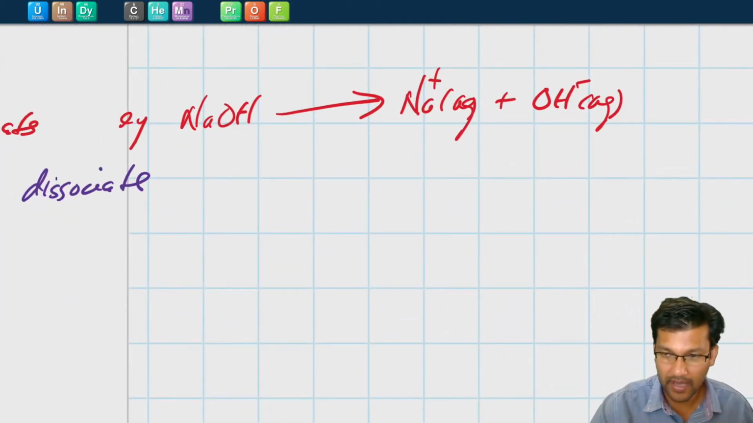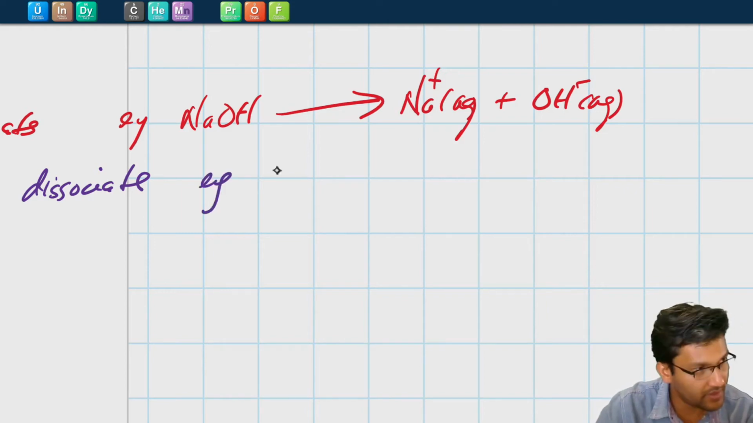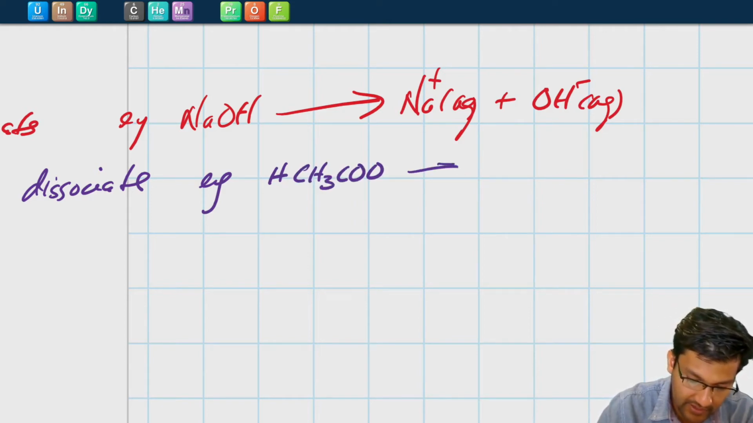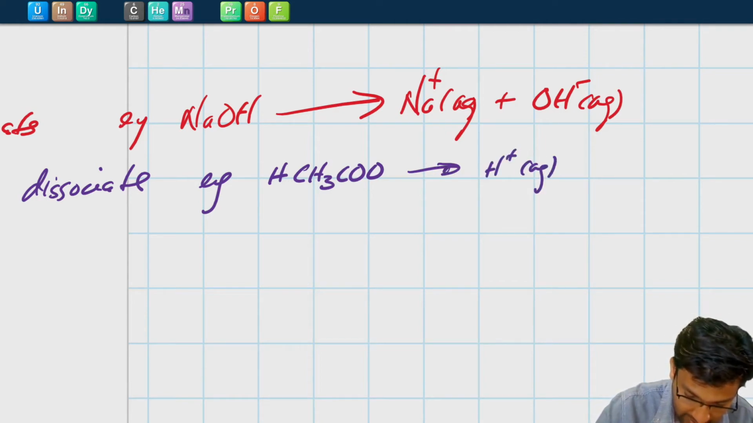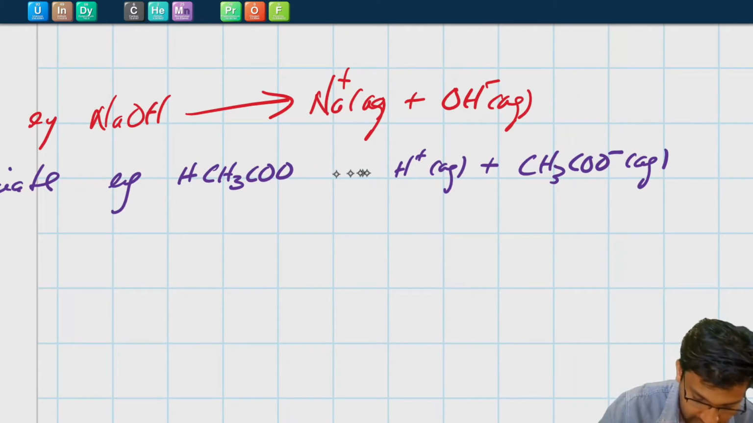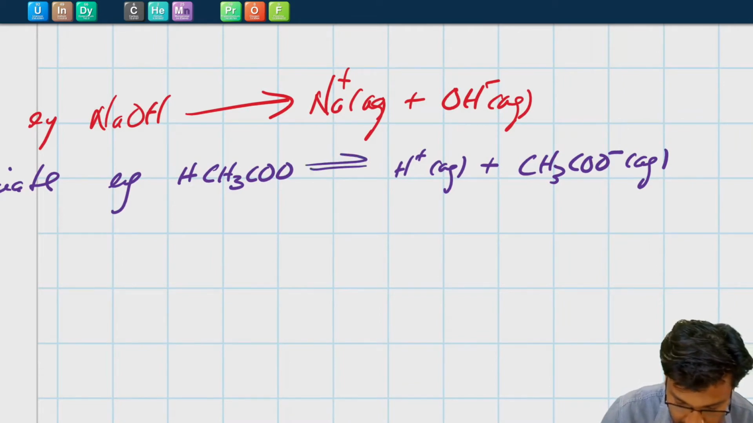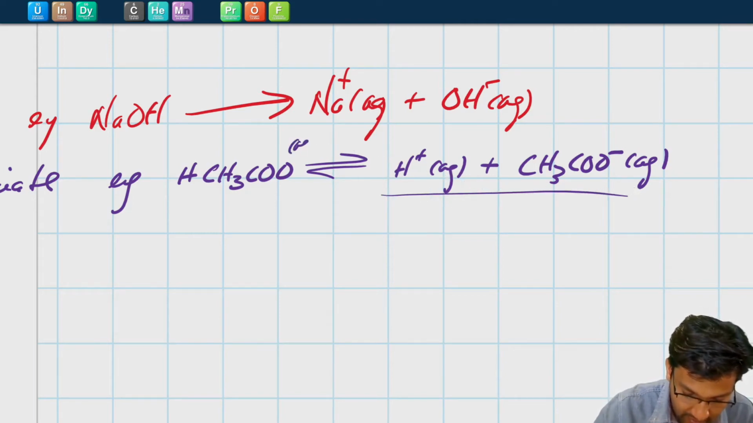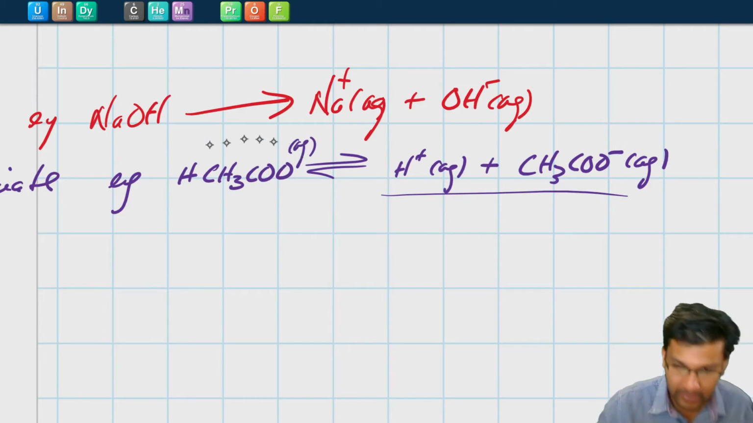Examples of these might be acetic acid. So acetic acid has formula HCH3COO. And so when this dissociates, it doesn't completely separate into H plus and the remainder, the acetate ion. So instead of writing a strong arrow going to the right, sometimes people do two half arrows to say that it doesn't completely form these guys. Some of the molecule is still left over, completely bound.